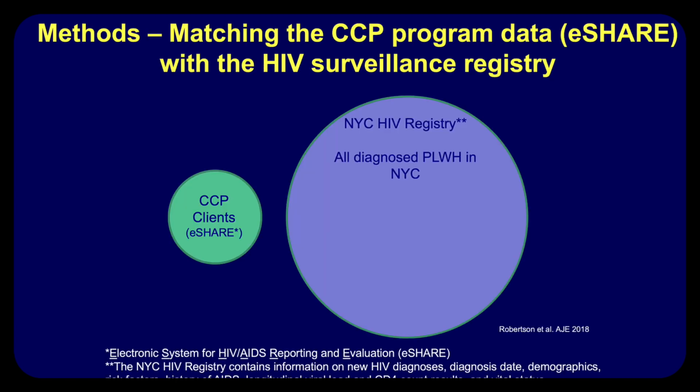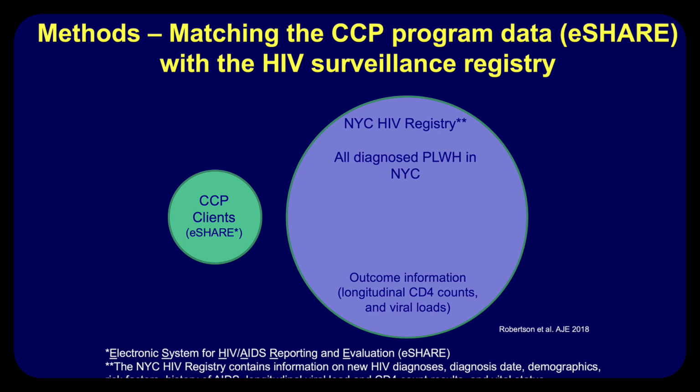So how did we do this? Well, we started with information on care coordination clients from the eShare database that the health department keeps and maintains in the Ryan White program. And then we also have the entire universe of people who are diagnosed and living with HIV from New York City's HIV surveillance registry. And you'll recall that in the surveillance data, there's longitudinal information on everyone's CD4 count and viral load count since they've been diagnosed. And so this is the outcome information that we're interested in, viral suppression specifically.